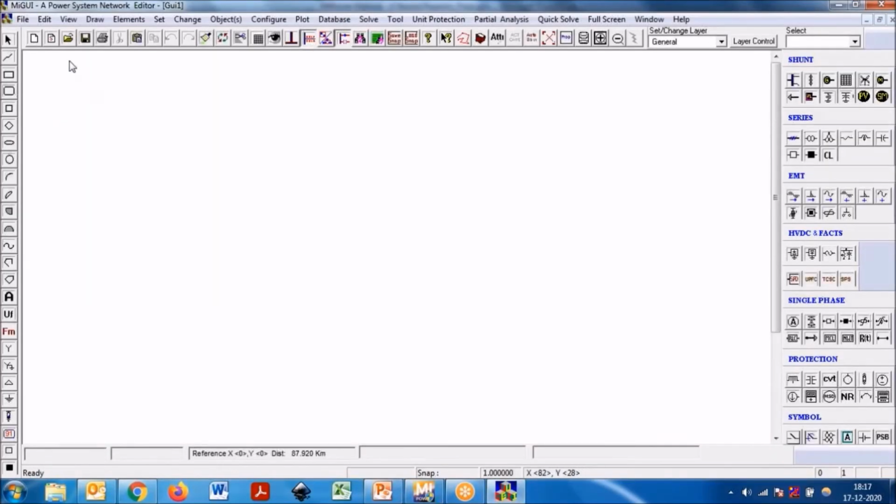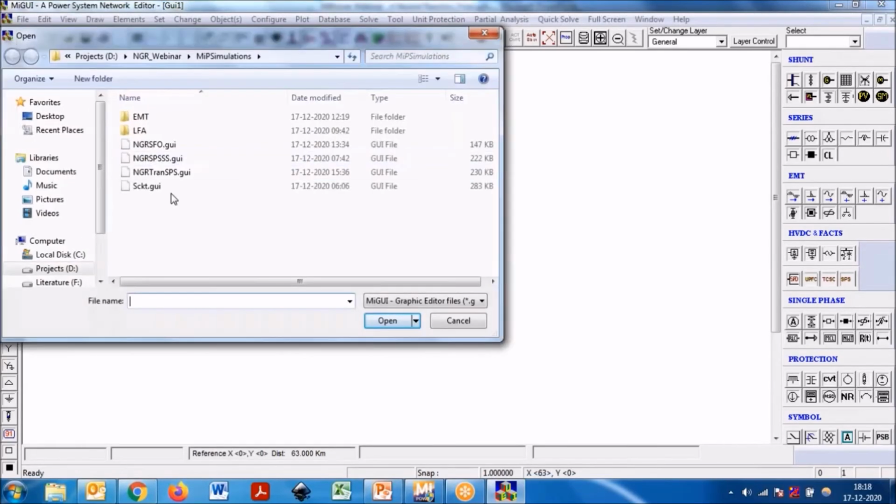You are able to see the MiPower screen, right? Yes, hello Brahmam. Yes. Okay. Thank you.